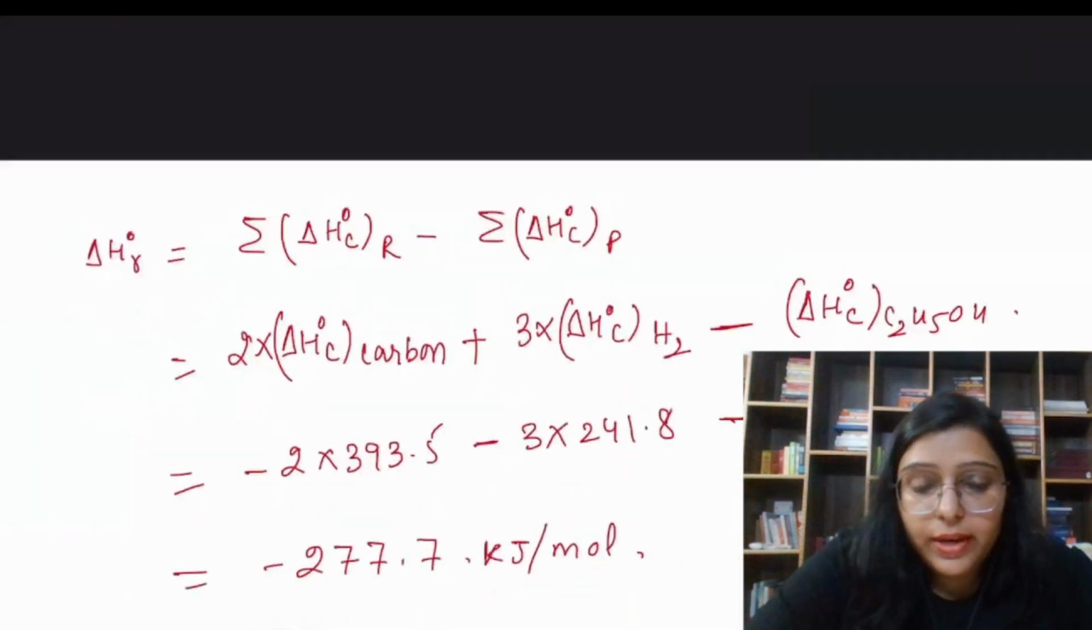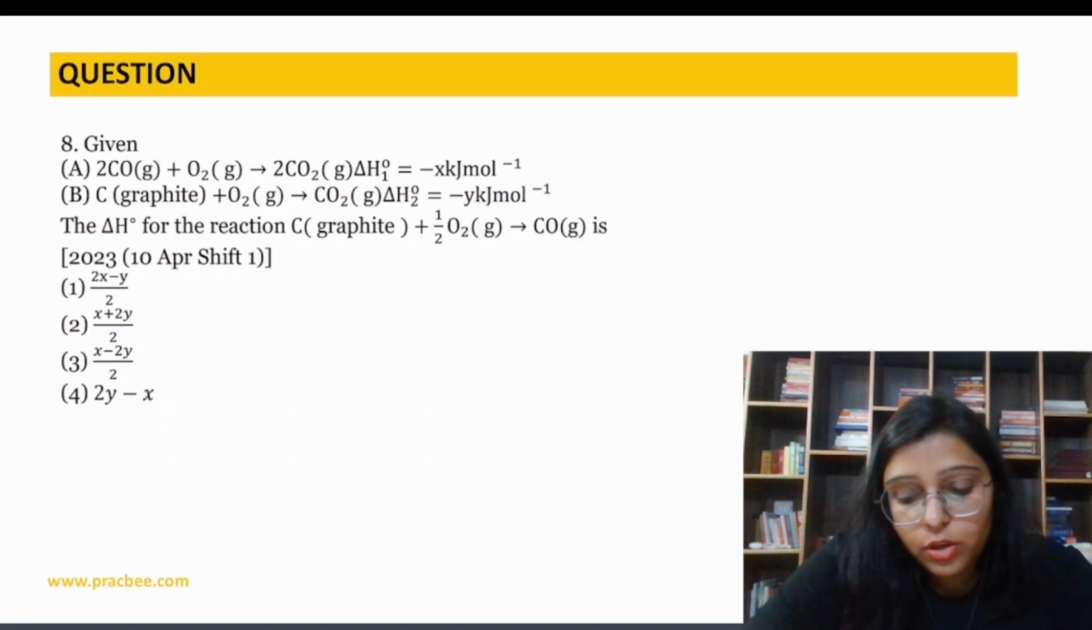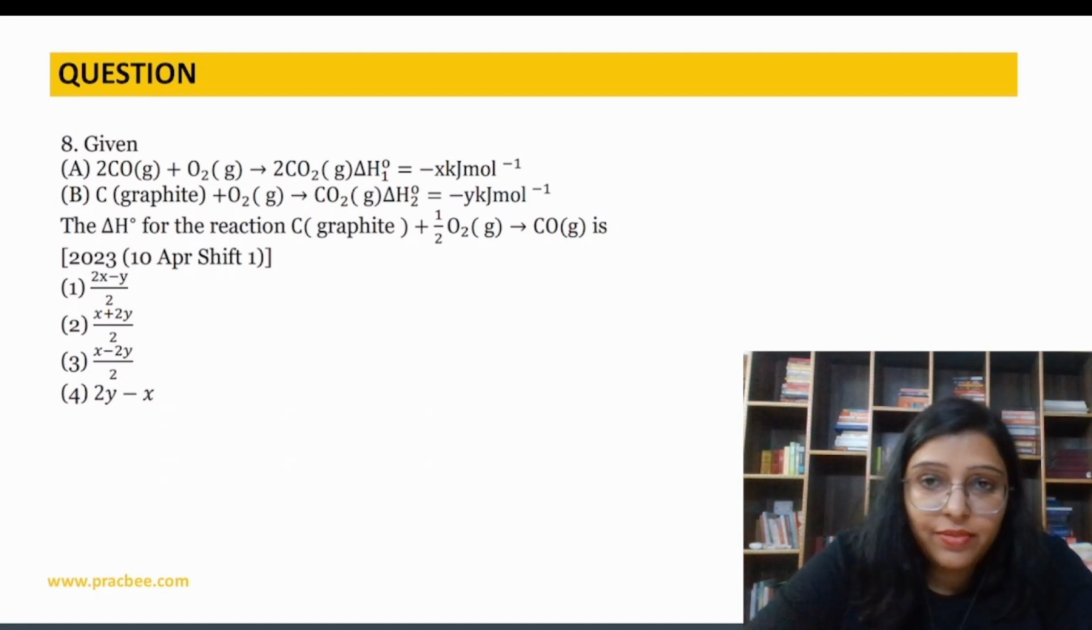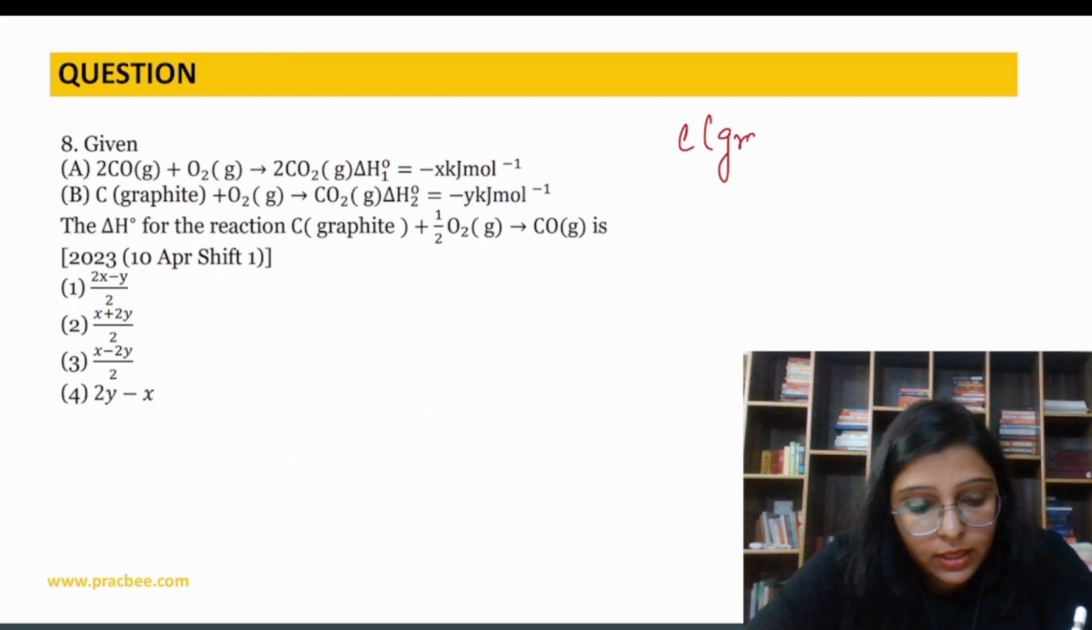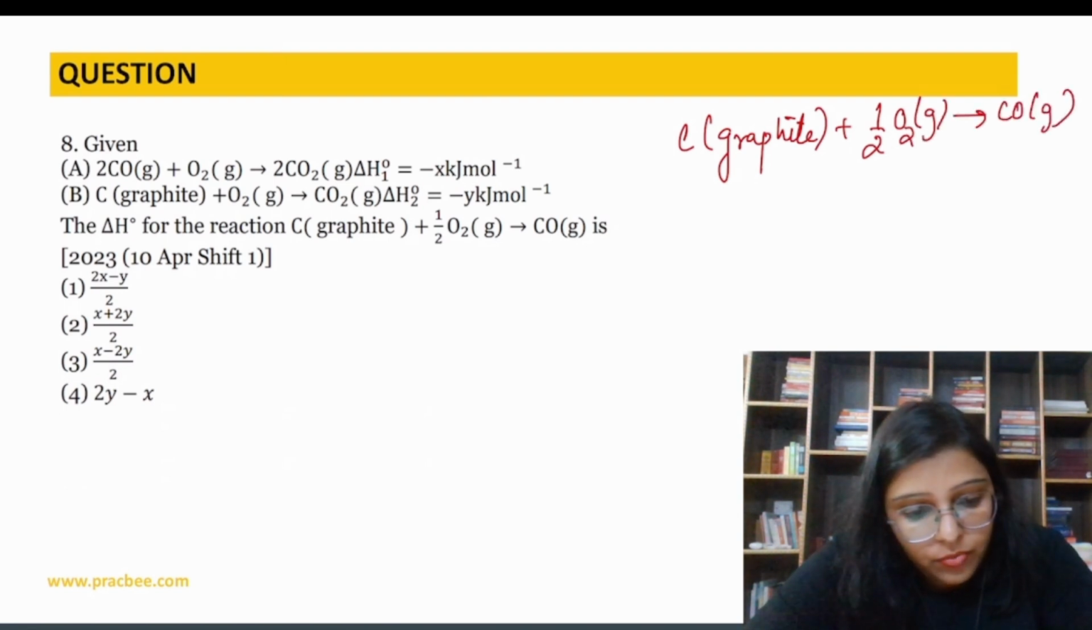Okay. Now let's do the next question. 2CO plus O2 gives 2CO2. Fine. C graphite plus O2 gives CO2. And we have to find out the enthalpy of reaction of this: C graphite plus half O2 gas gives CO gas. So we have to find out delta H naught of this one.